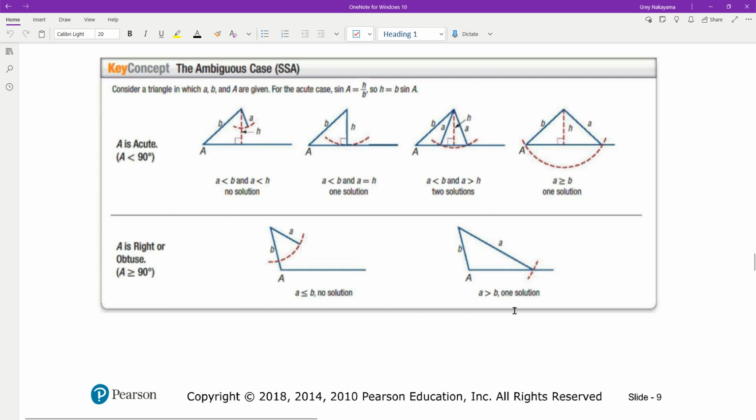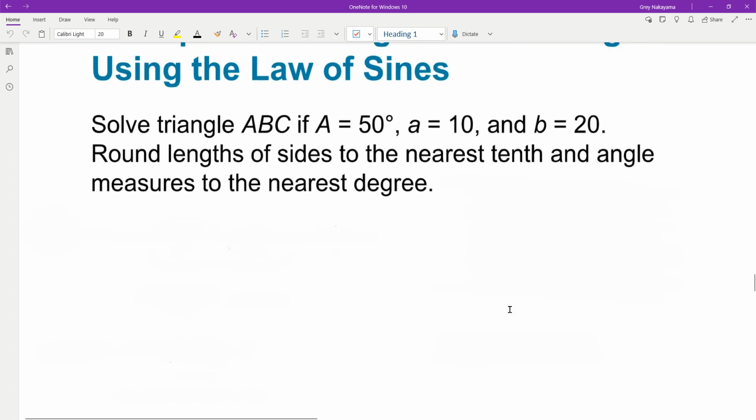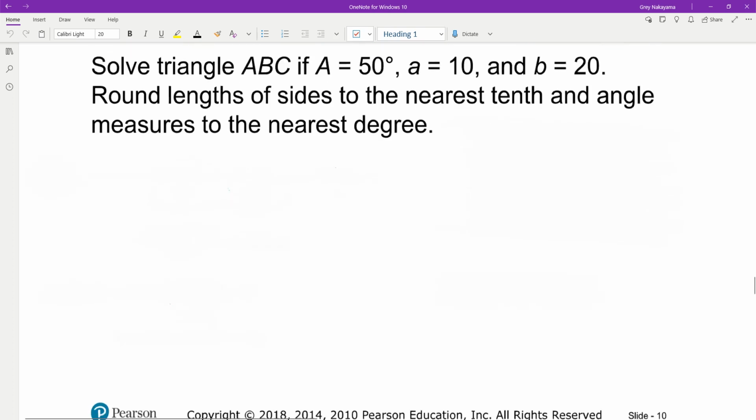But I'm going to tell you, when you do it, if you're always looking for the angle first, then you need to think of two cases. So look at these examples. My first one, I have triangle ABC. A is 50 degrees, little a is 10, and little b is 20. Round the lengths of the sides to the nearest tenth and angles to the nearest degree.